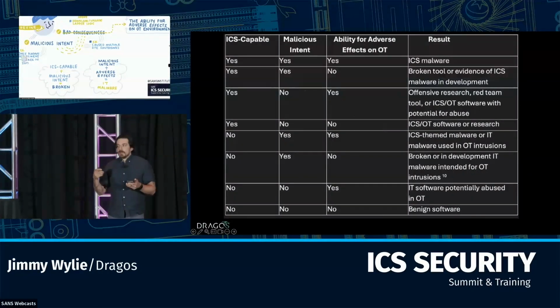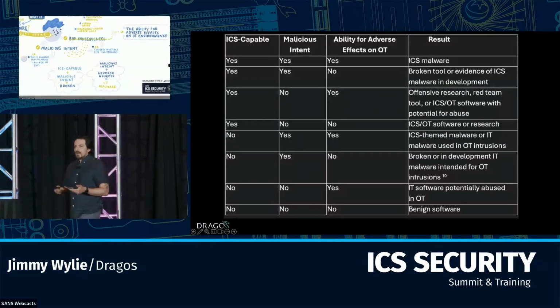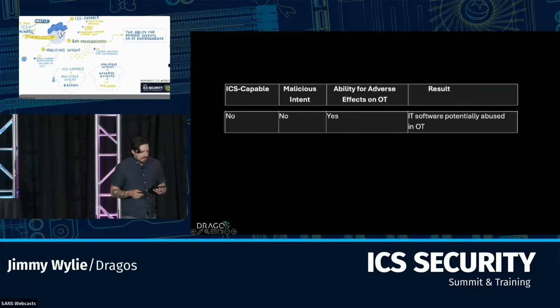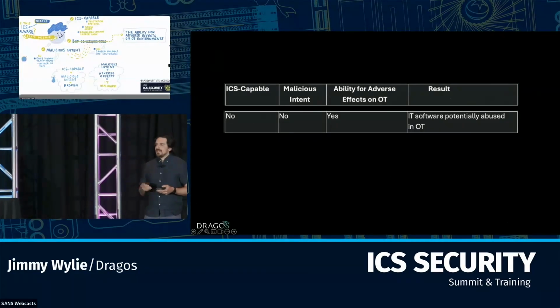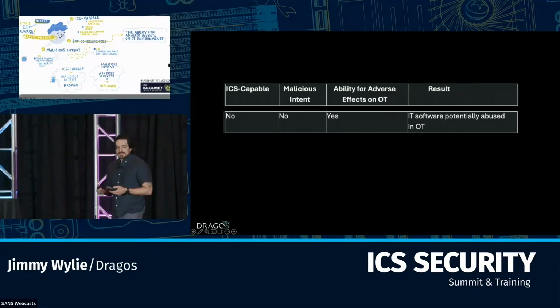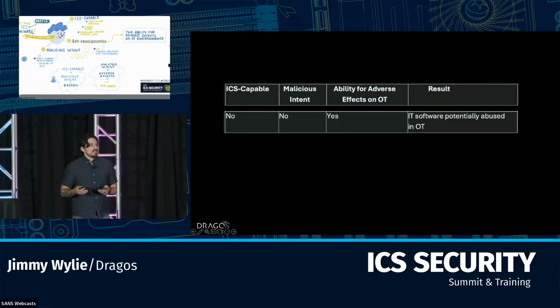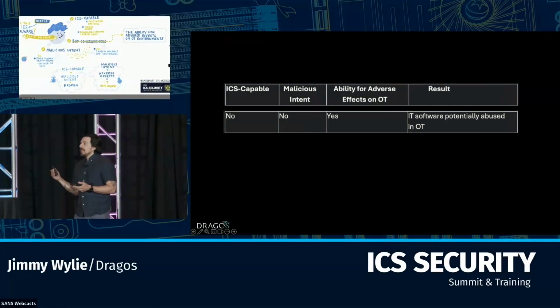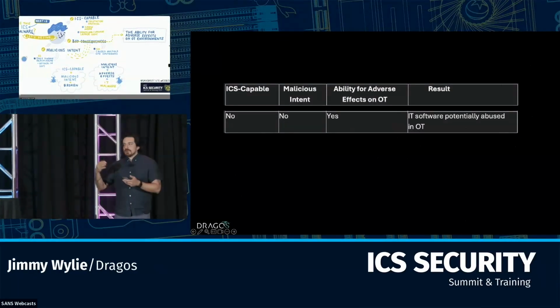And we looked at everything. We looked at all the possible variations and combinations to make sure we got reasonable results that made sense to the team. For instance, if something is not ICS capable, it lacks malicious intent, but can have the ability for adverse effects, that's probably some kind of IT software that could potentially be abused in OT. You think about something like PowerShell.exe, that would fit this bill, right? And so software that only has one or two of these properties, it makes sense when we're looking at this from a malware analysis perspective.